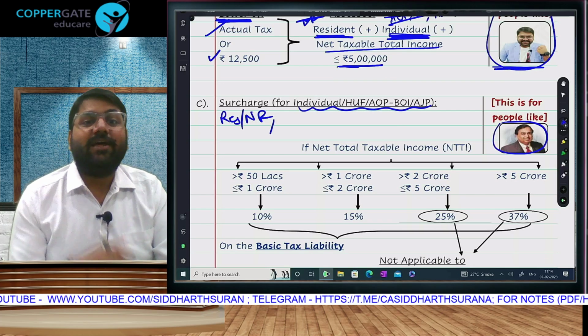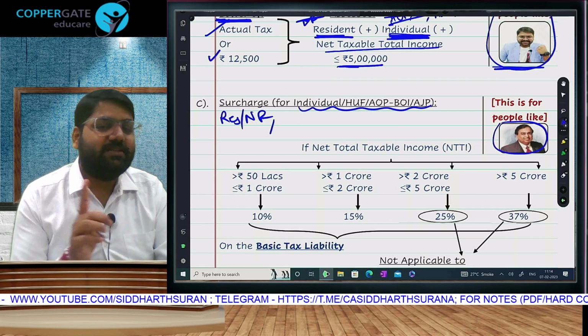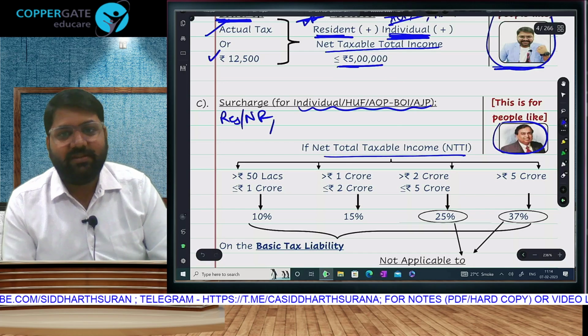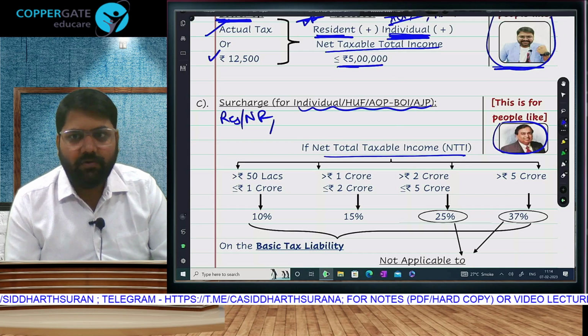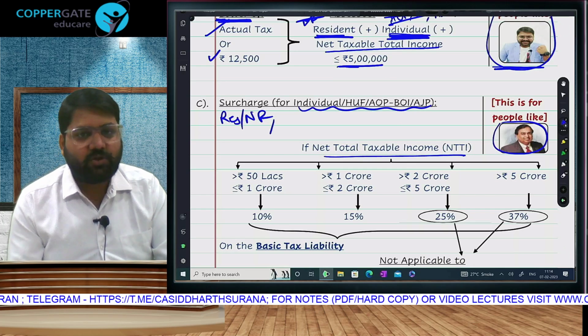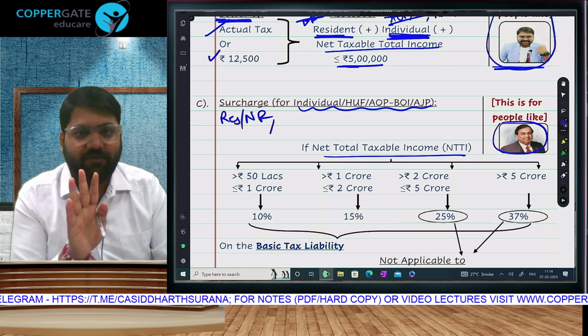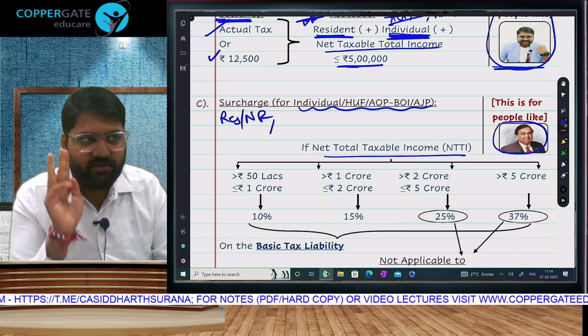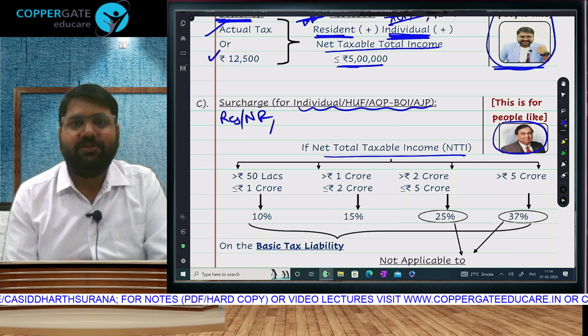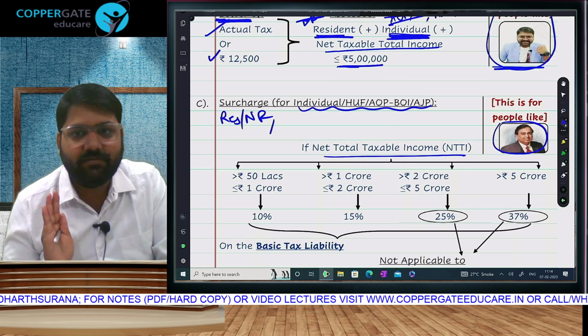For rebate, there are multiple conditions, but for surcharge, there is only one condition. Your income should exceed that particular threshold which is prescribed out here. So let us see what is the threshold that they have given. First of all, let's be clear, no confusion. For rebate, resident individual income up to 5 lakh, actual tax or 12,500, whichever is lower. But for surcharge, only income exceeding the figures given.